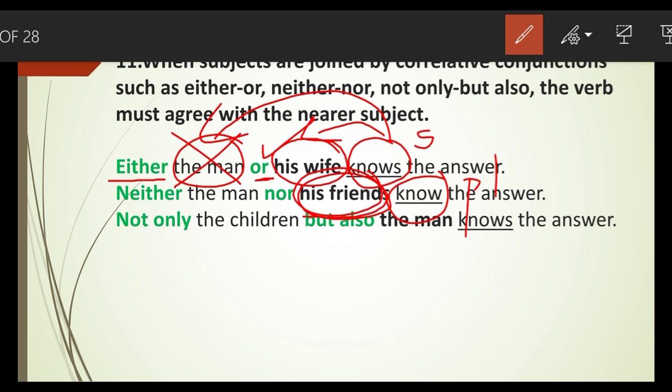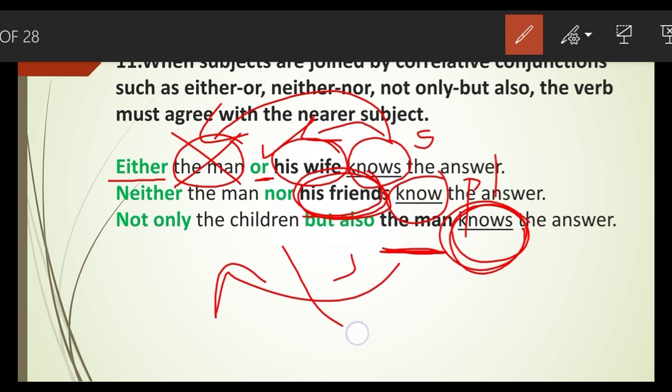Last sentence, not only the children but also the man knows the answer. So, dito at this time, yung the man natin ay katabi na ng knows. Katabi na ng verb. So, singular siya, kaya singular uli yung ating verb, knows. Pero pag pinagbaliktad natin siya, halimbawa, napunta dito yung the man at dito yung the children, mag-iiba yung verb natin. Okay?